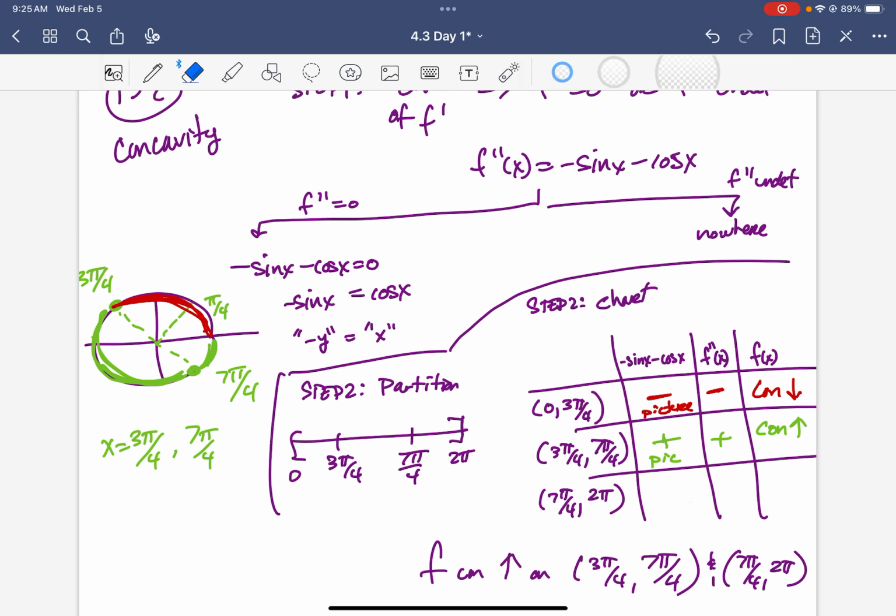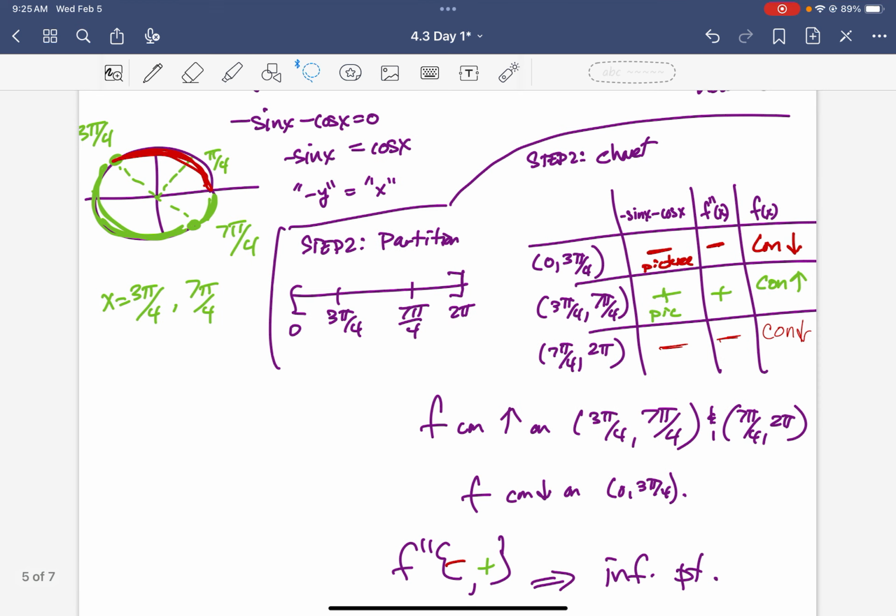So if I look at this picture, if I pick something like between 7 pi over 4 and 2 pi, let's really think about this. So right here, I have an x value, which is positive, and a y value that is small negative. So if my x value is positive, then it's going to be minus big positive. And so I think this thing's actually going to be negative, which means concave down. So that means I'm going to move this one down to here.